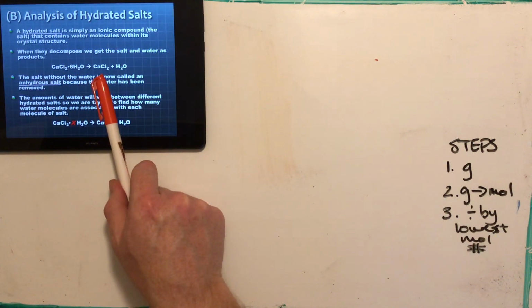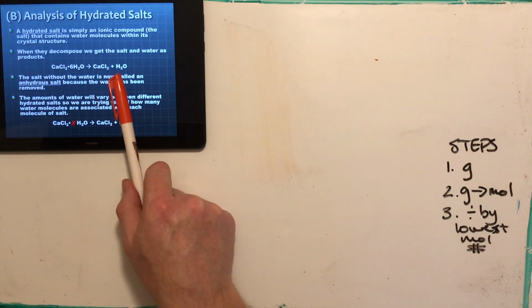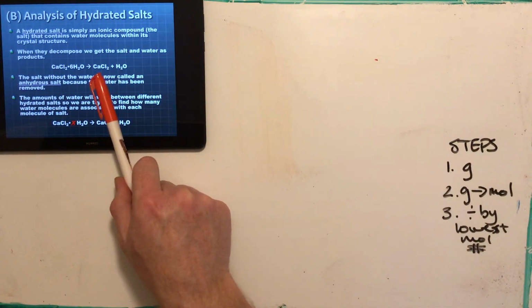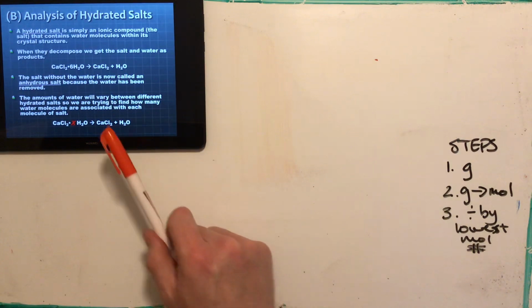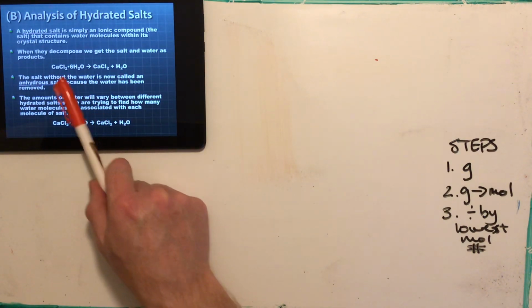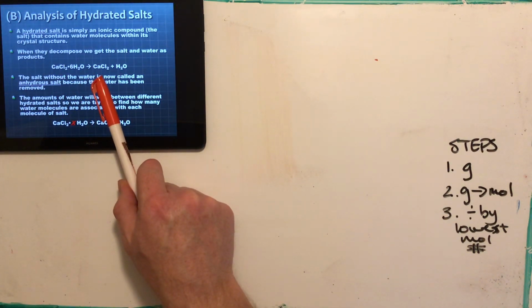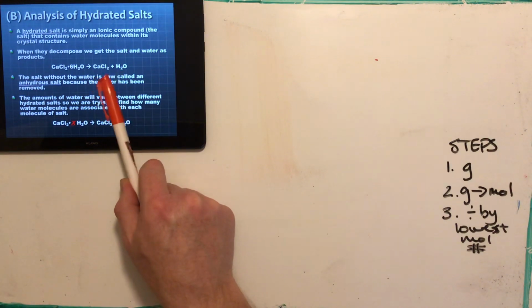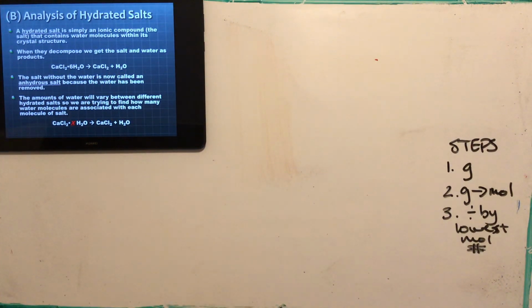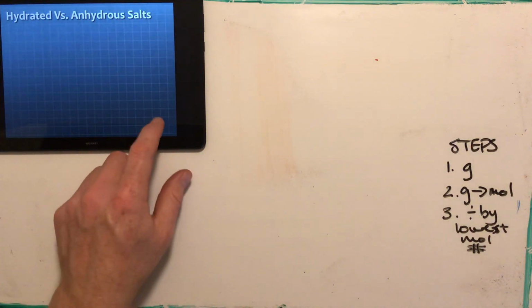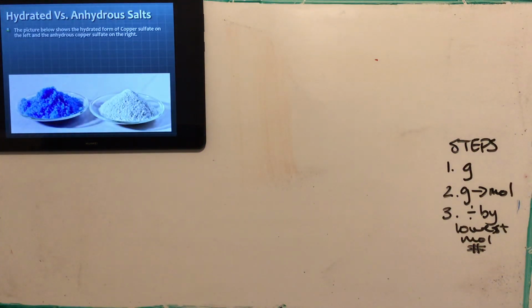Calcium chloride would be my anhydrous salt because the water has left it, it's gone. And this is my water, which would evaporate into the air. So hydrated salt, anhydrous salt. Without the water, it's separated, two different things. All right, so let's do some problems here. Oh, sorry, I forgot I had this in here.